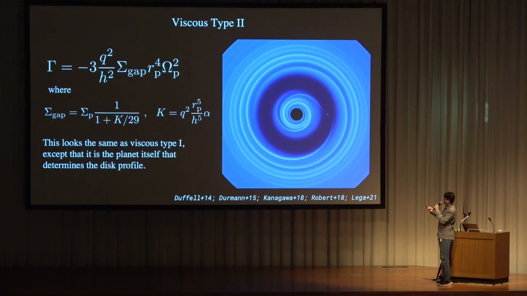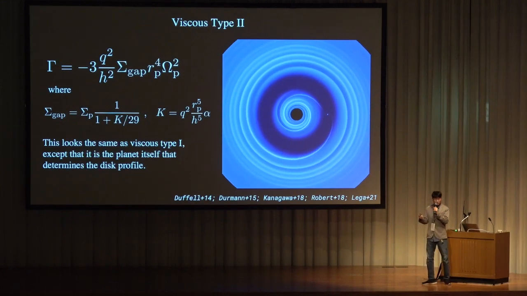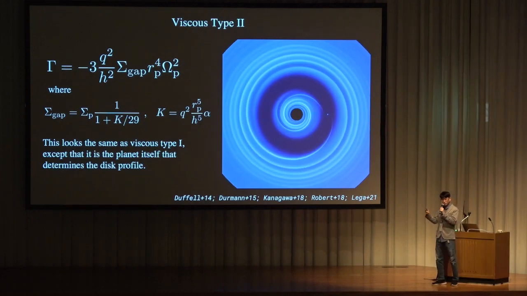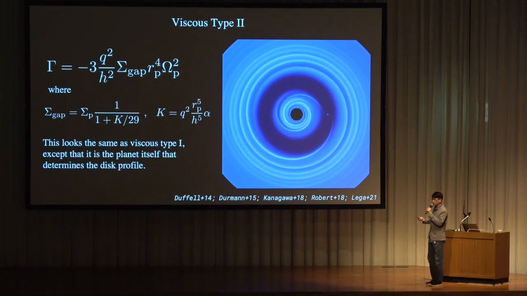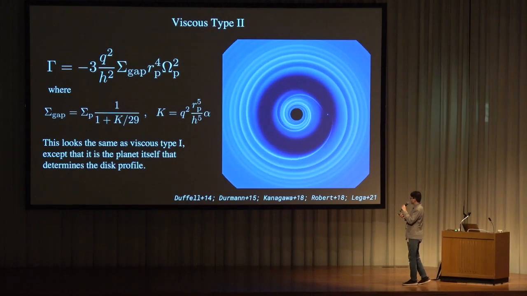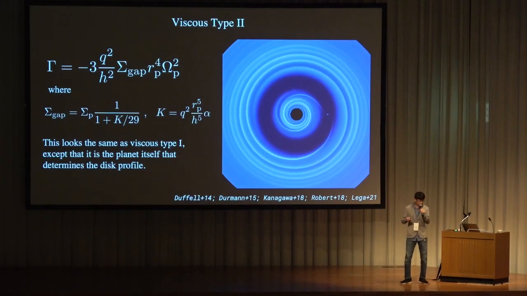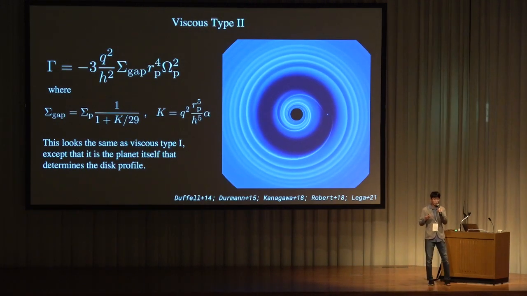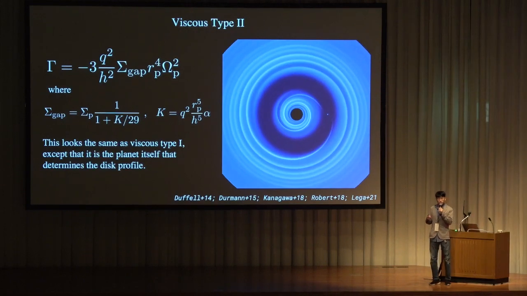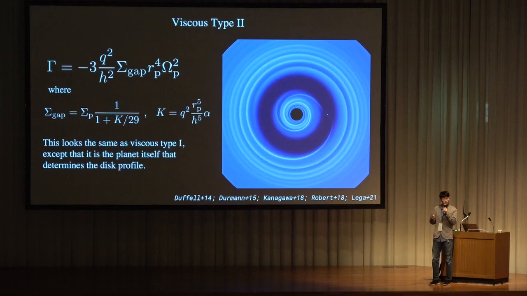So this really just looks like viscous type 1, except that, remember I mentioned you need to know the disk profile. Well, in this case, it is the planet itself that determines the disk profile. So I would say there's definitely been a paradigm shift in how we perceive the migration of giant planets. And fortunately, it is in a direction that unifies the picture and actually makes the answer a little bit simpler.